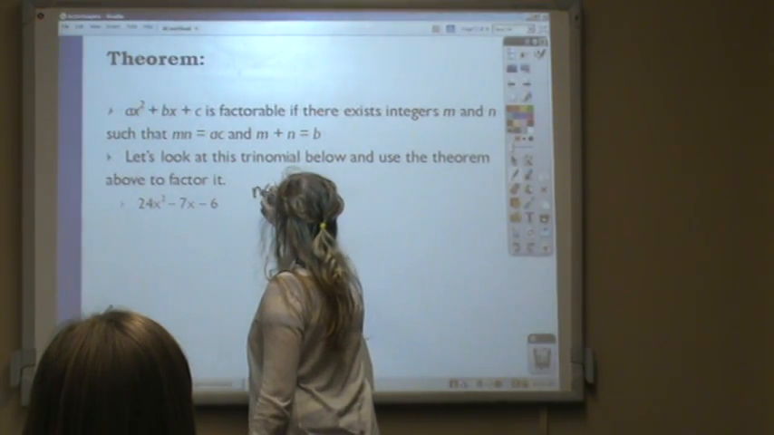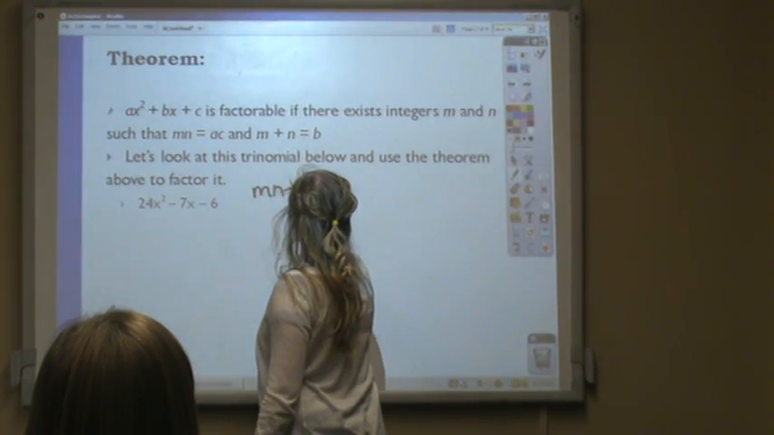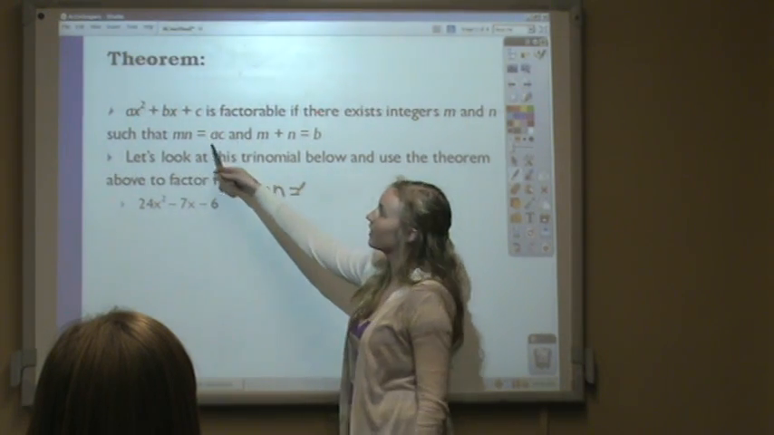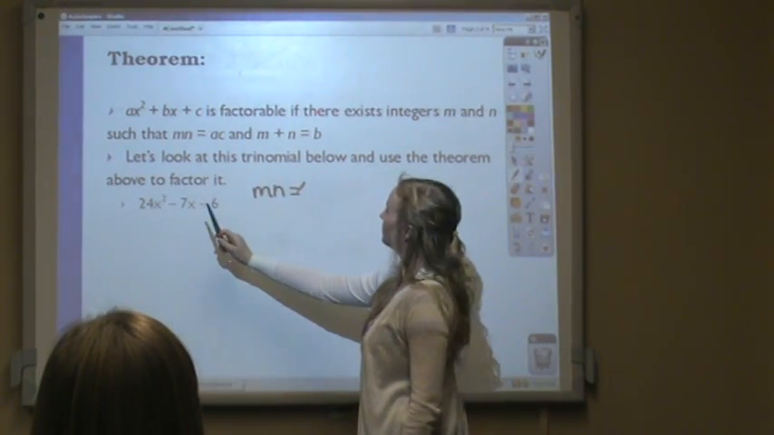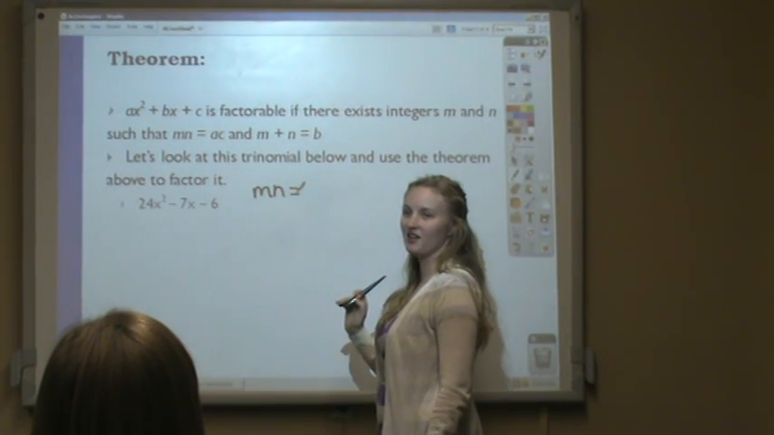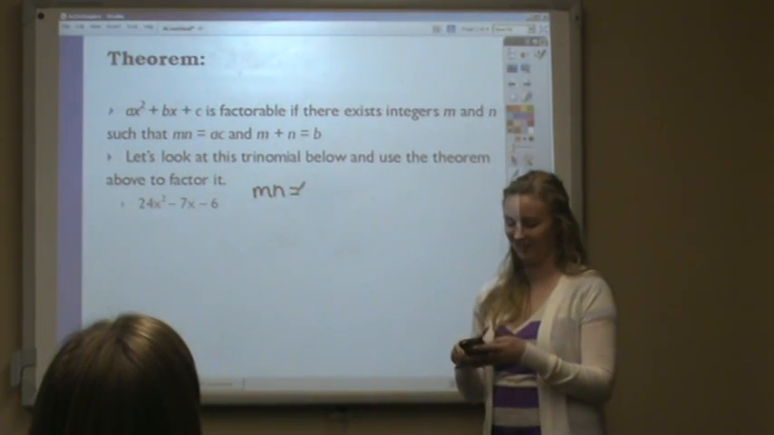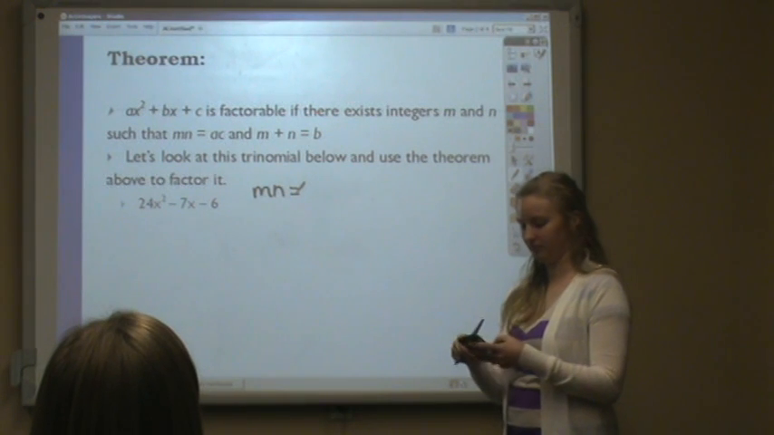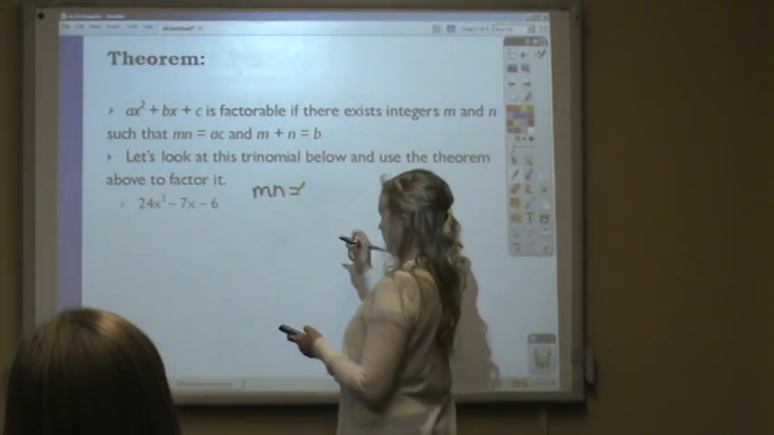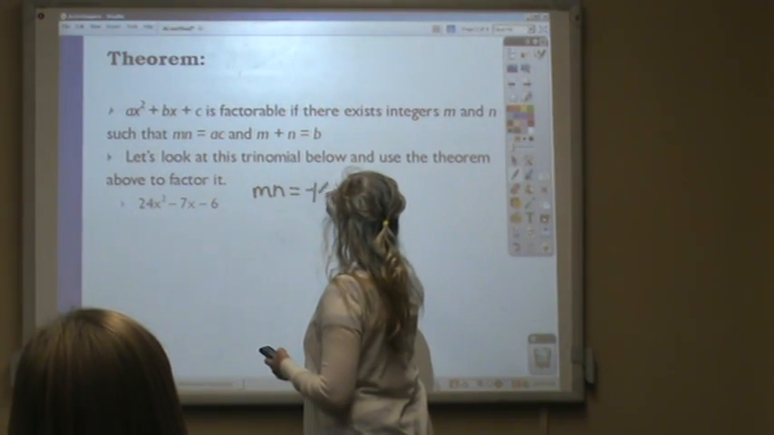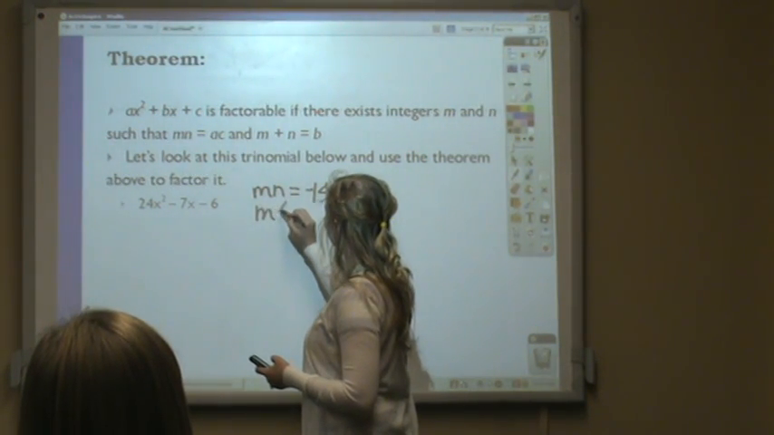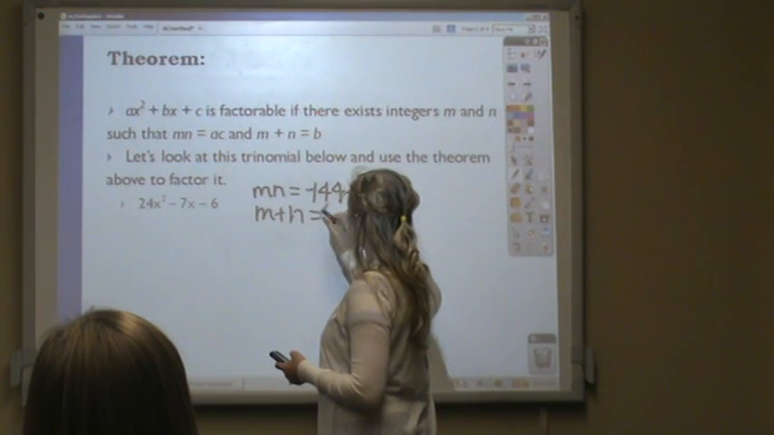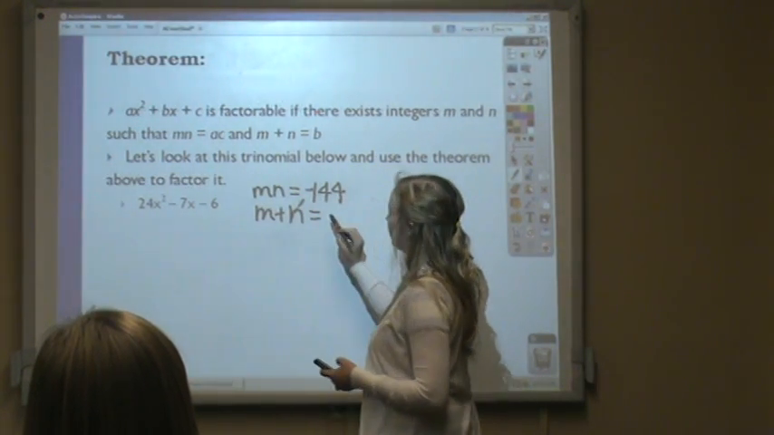So first, let's write m and n down, and we know that m times n has to equal a times c. So what is 24 times negative 6? I wrote this down. 144. Yes. Negative 144. And then m plus n has to equal what? b, which is negative 7.